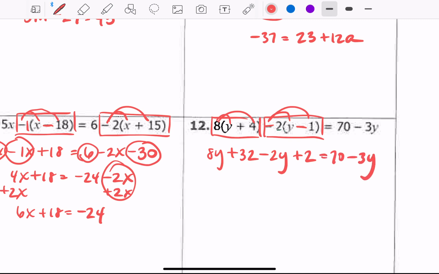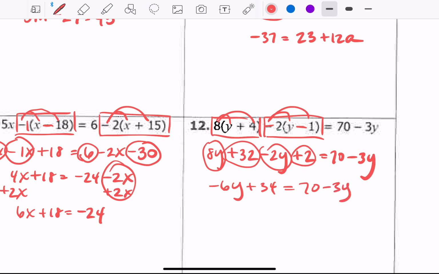So on the left, I have some stuff that I can combine. Step 2, can I combine anything? 8y minus 2y. That's minus 6y. On the left, 32 and 2. I can combine those two constants, plus 34. And on the right side, I just keep bringing it down until I can do something with it.